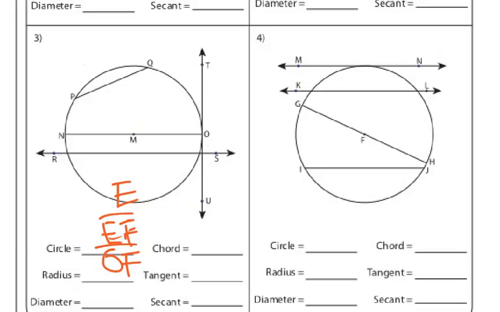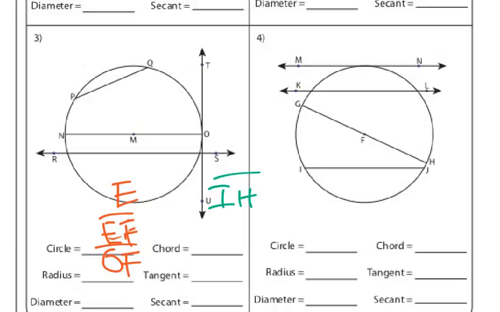Now the chord is IH, and then some people could argue that you could name the diameter as the chord as well, and that's true, you could. The diameter is also a chord. It's just a special type of chord. But to keep it simple, we're going to name the chord that's not passing through the center, and we're going to name HI or IH.